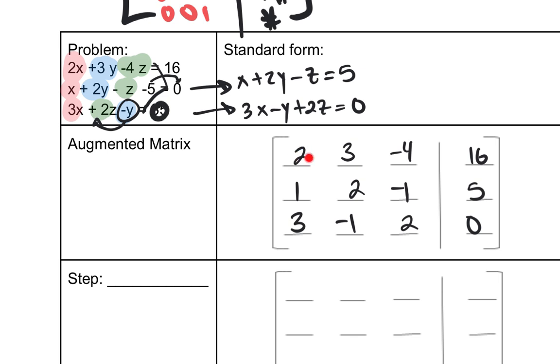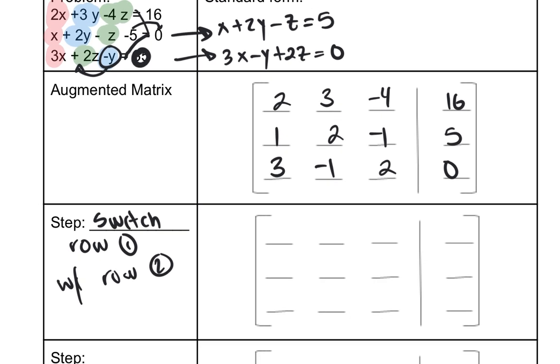My first goal is to get a 1. Luckily, I have a 1 here already, so I can switch these two rows. Switch row 1 with row 2. Go ahead and do it, and then we can check that we have the same thing, but you need to try it first. Pause the video, try it, and then we can check that we have the same thing.